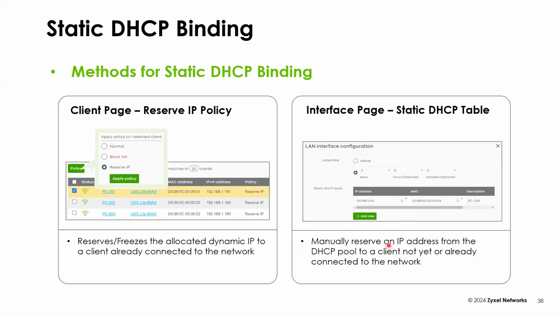Now, the challenge with this is that in the client page, you get a list of your devices and you just select which one you want to do. In the interface page static DHCP table, you are going to need to manually enter the IP address, but more importantly, you're going to need to manually enter the MAC address of the device. So for some people, it takes a little extra time to find the device's MAC address to be able to set this up. So it gives you more flexibility, but it's a little bit harder, a little bit more work to set up. And if you've done it in both interfaces, the static DHCP table page takes priority over the reserve IP policy.